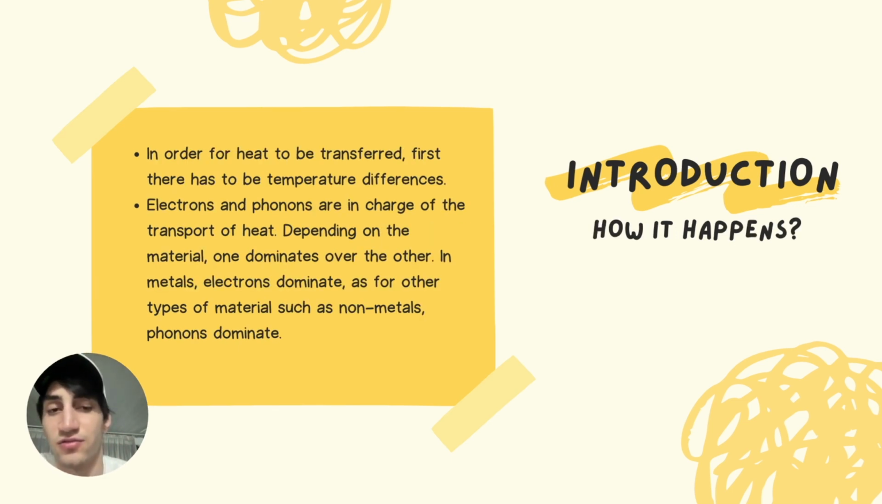Moving on, we need to know how this transfer of energy as heat happens. So in order for heat to be transferred, there has to be a temperature difference between the surfaces. For the materials, the electrons and phonons are in charge of this transfer. Depending on the type of material, one dominates over the other. For example, in metals, electrons are the ones that dominate for this transfer of energy. As for other types of material, like non-metals, the phonons dominate the transfer of energy.